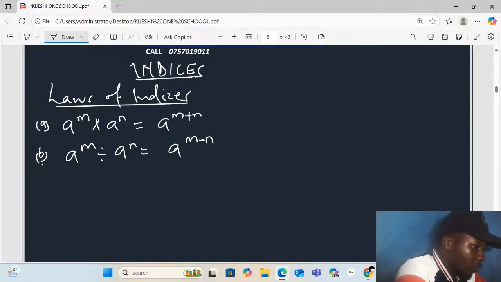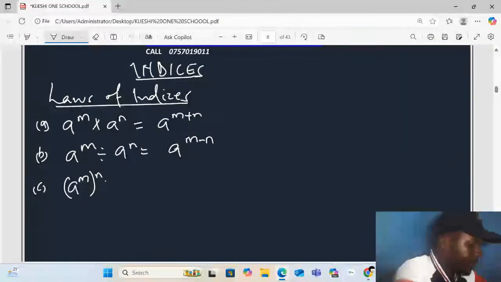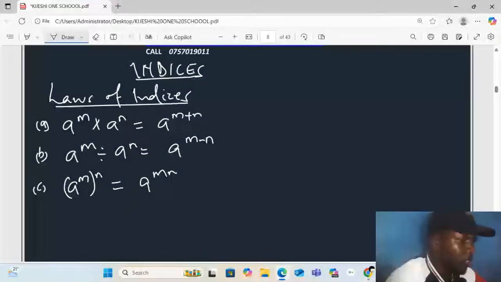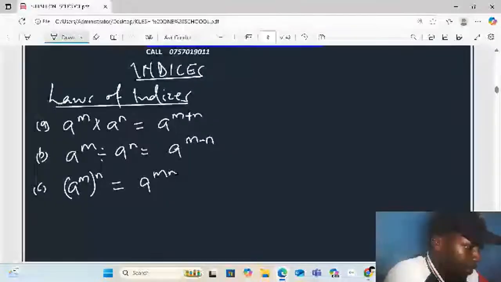Then the third law is when we have A raised to m, then in brackets, then we multiply by n. We're going to have A raised to m times n. In simple terms, we are simply going to multiply the powers there. So we shall have A to the mn that way.